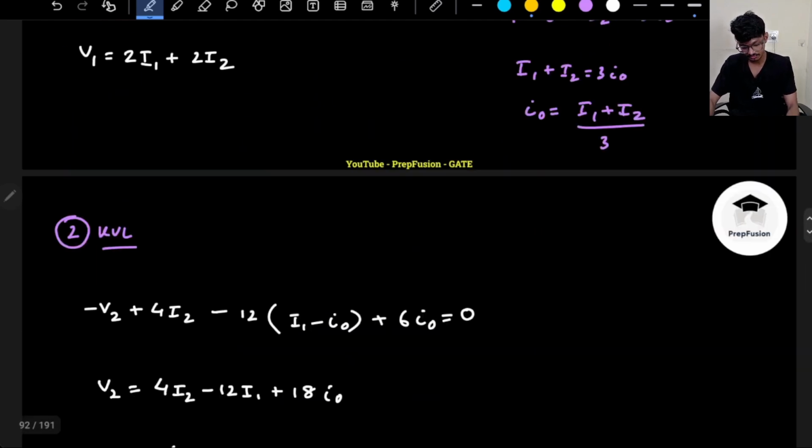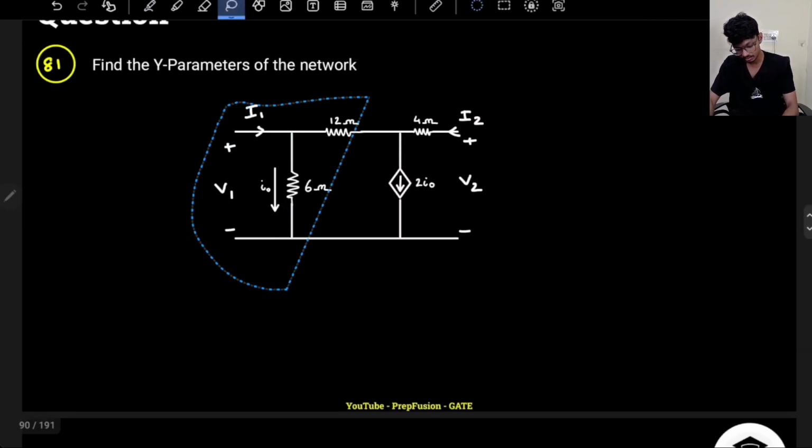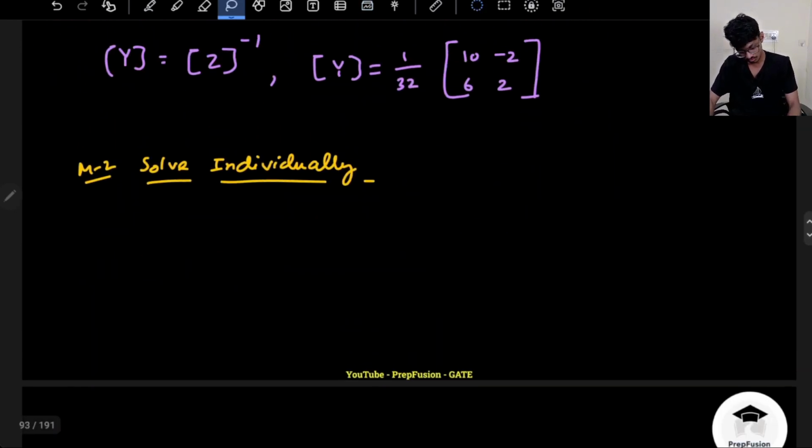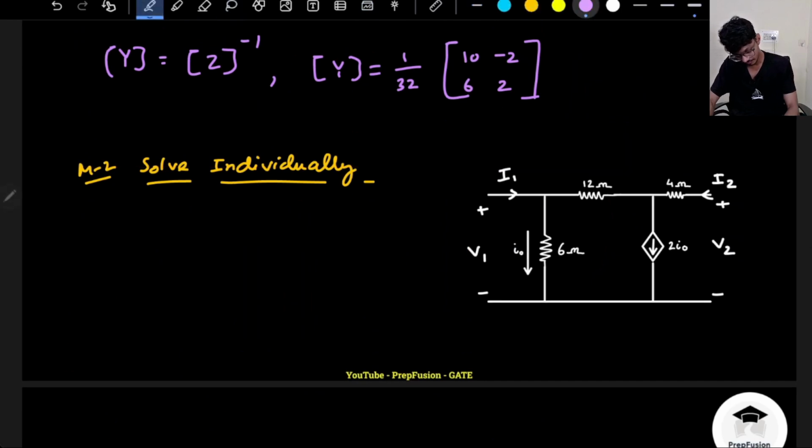How do I solve it individually? So let us first find out Y11 and Y21. To find Y11 and Y21, both have this common condition that V2 will be 0. So if V2 is 0, I will simply short circuit the output.